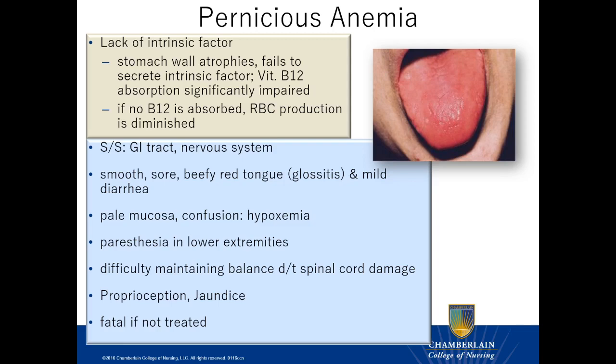Pale mucosa, confusion, hypoxemia, paresthesia, and this is related to the nervous system. Paresthesias, they may have numbness and tingling in the lower extremities, even sometimes in the hands. They may, for the same reason related to the lack of B12, have spinal cord damage. And that may result in difficulty with balance, with gait, proprioception, and we may see some jaundice as well. And this is fatal if it's not treated.